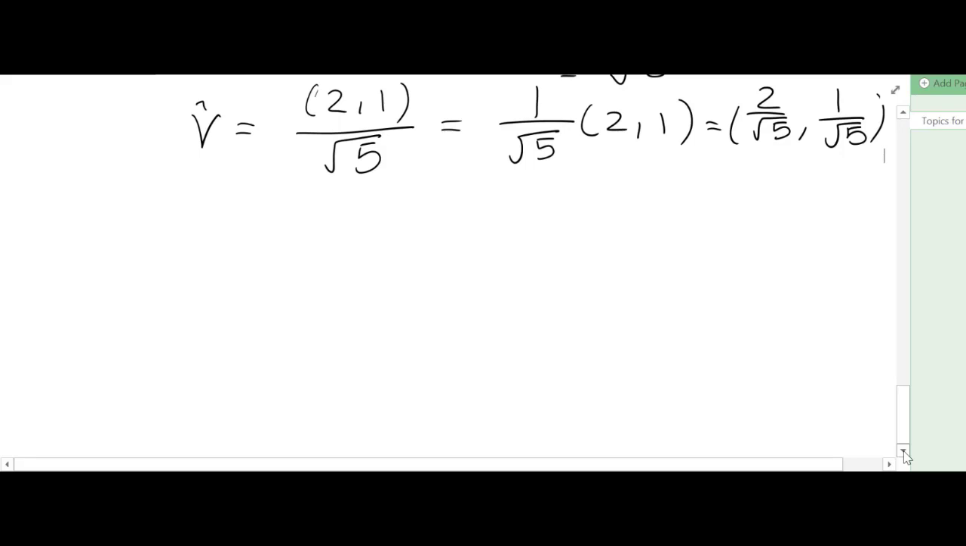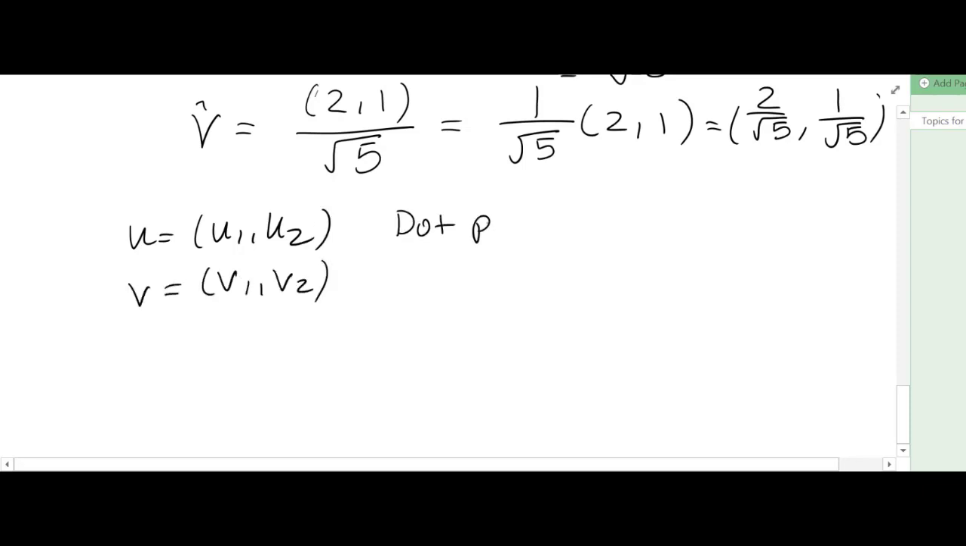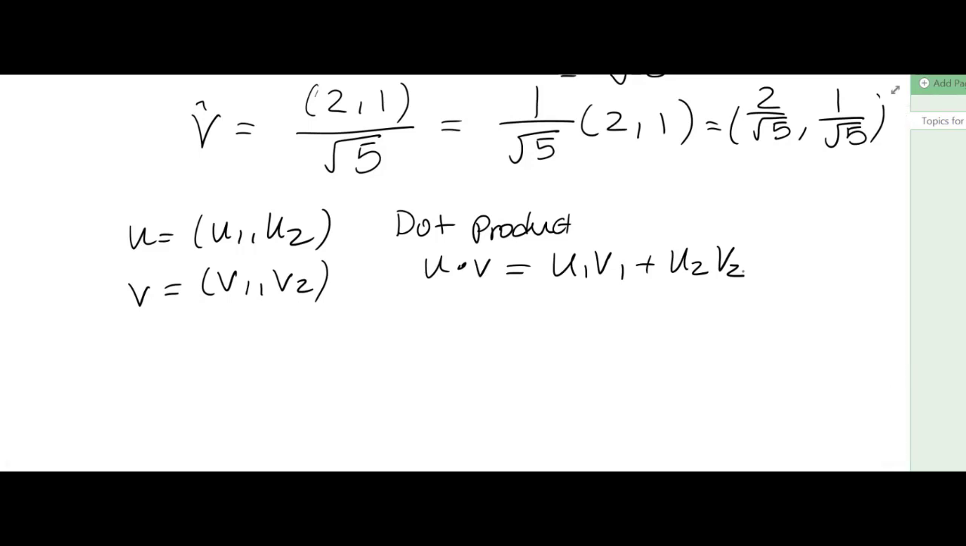We can also define a notion of a product of two vectors. So if you have two vectors, u is u1, u2, and v is v1, v2, then the dot product of u and v is u dot v equals u1 v1 plus u2 v2. So you multiply the components and then add everything up. Notice that that's a number. It's not a vector. So that's a real number.